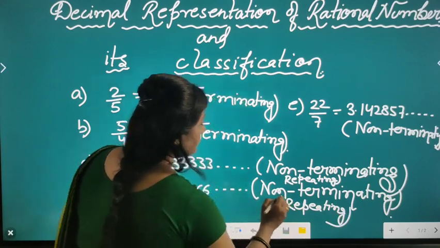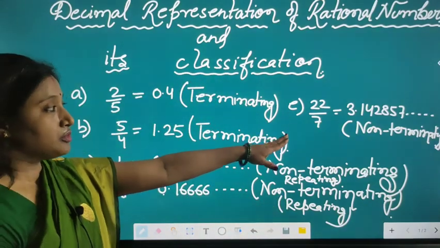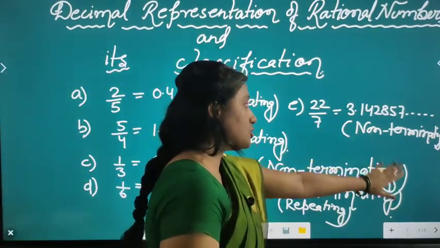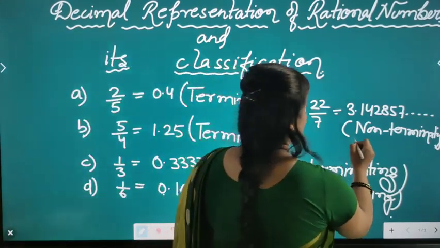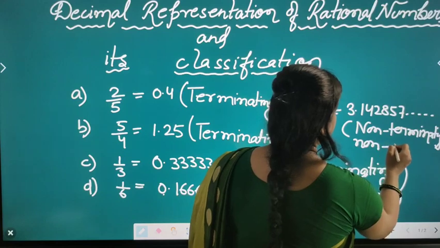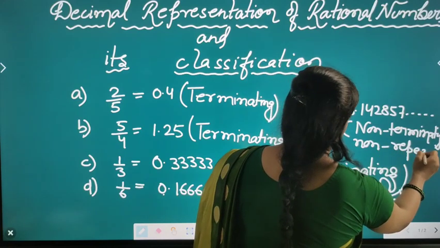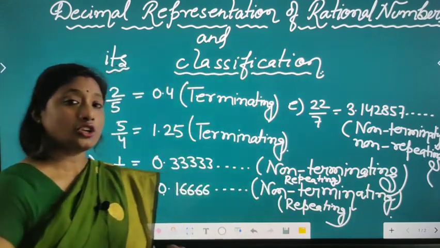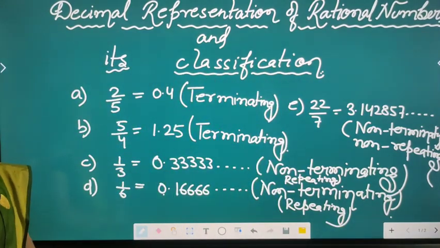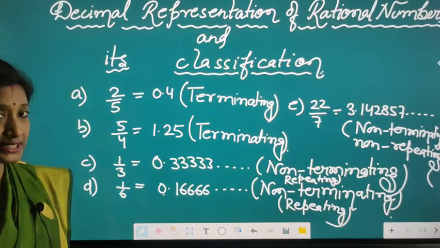Fine. And what about that number? This is also non-terminating, but the digits are not repeating. So we will write here non-terminating, non-repeating. Okay, let me give you a quick recap once again.